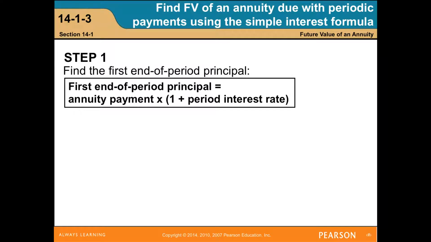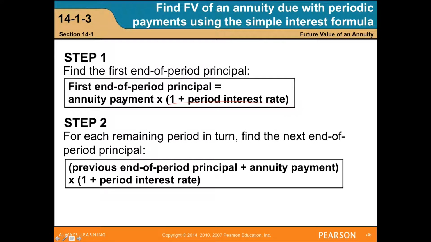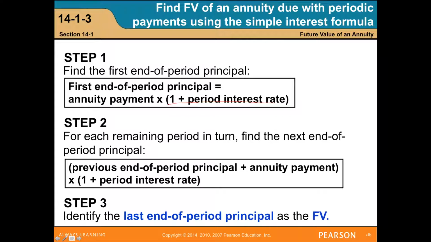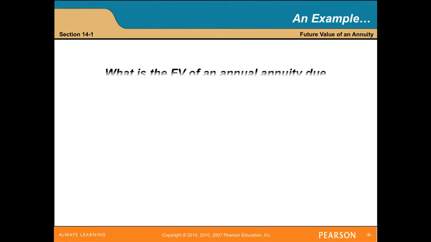Find the future value of an annuity due with periodic payments using the simple interest formula. So now we're looking at simple interest. Step 1, find the first end of period principal. The first end of period principal equals the annuity payment times 1 plus rate, like we do in all the other problems. Step 2, for each remaining period in turn, find the next end of period principal. So you take the previous end of period principal plus the annuity payment, times 1 plus the rate. Step 3, identify the last end of period principal as the future value.